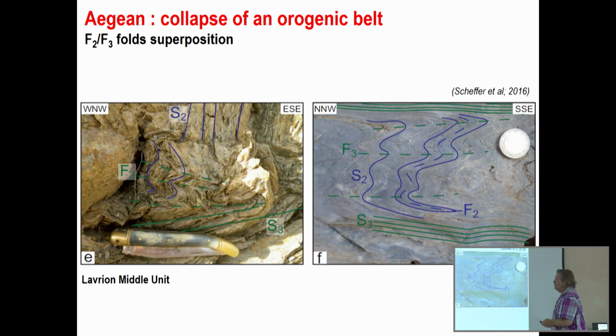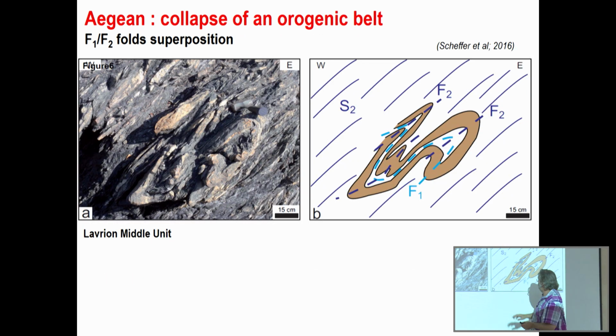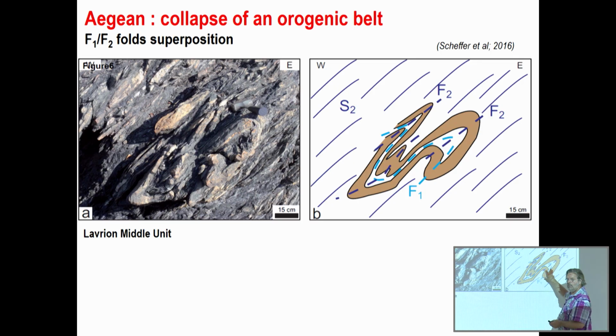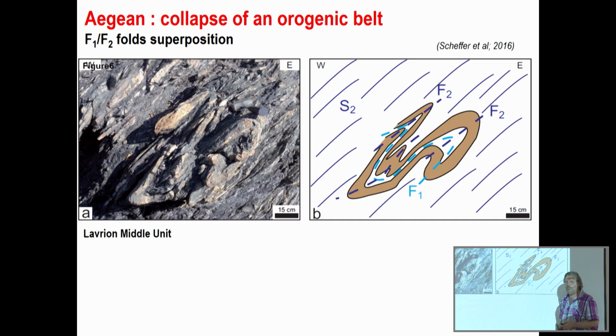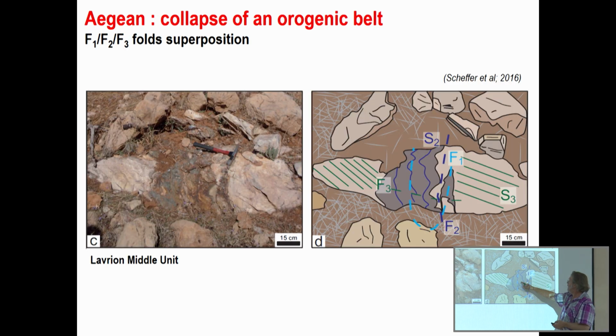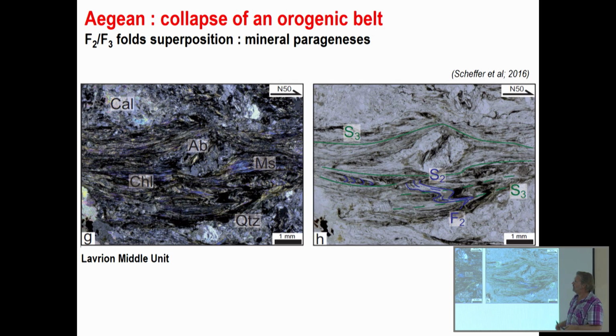And then what did we do? Well, we sampled the F1 fold hinges, the F2 fold hinges, trying to see if we could detect obliquity between S1 and S2. That's the key. And then between S2 and S3. Can we find that in the thin section? Yes, we can.